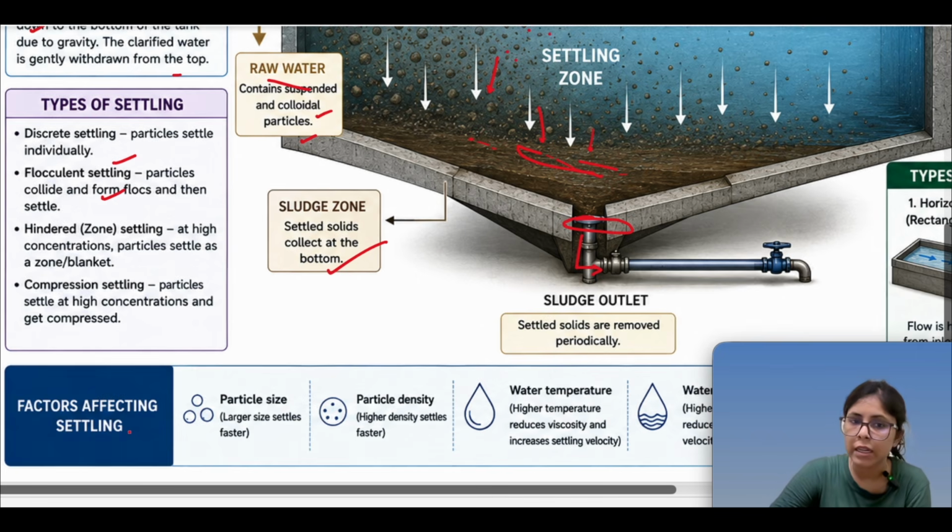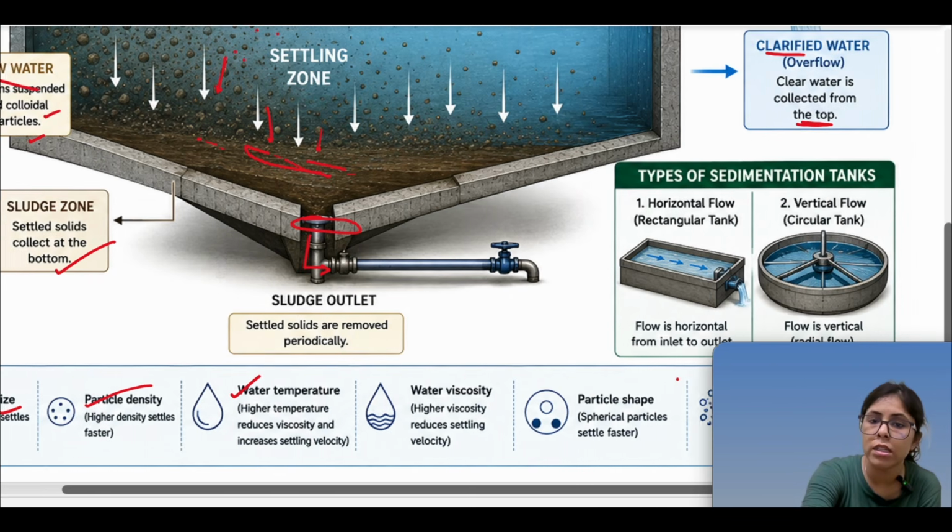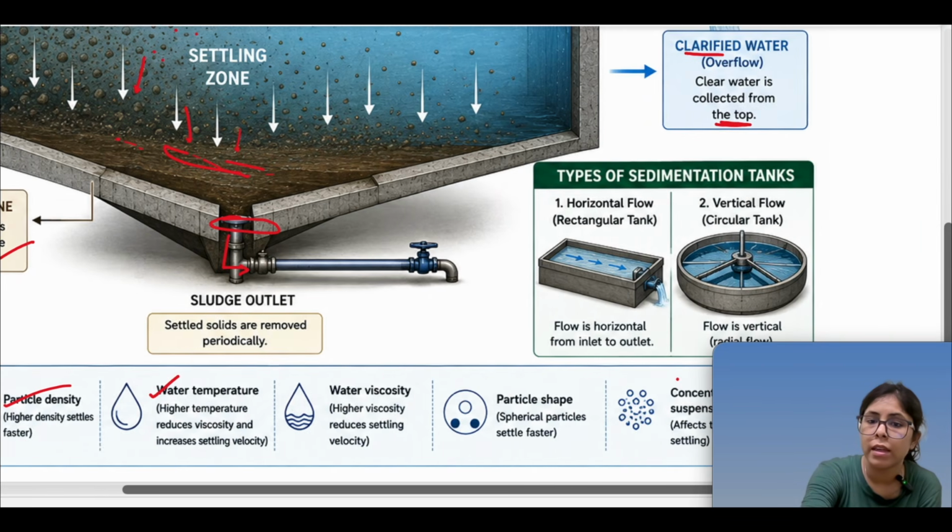So the factors affecting settling are the particle size, particle density, and we'll be discussing all these. Then water temperature, water viscosity, particle shape, and the concentration of the particles. The more the particles, the more will be the settlement, right? So settling down in the sedimentation tank happens.